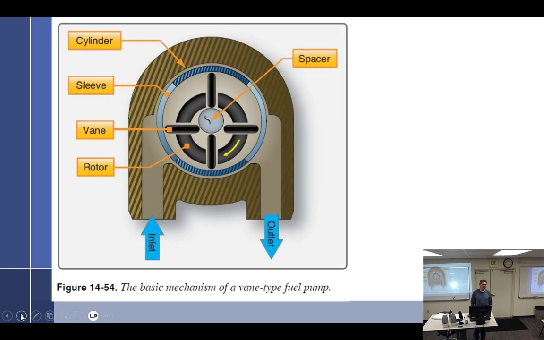All right, this is a simple version of a vane type pump. Now this could actually be a fuel pump or it could be a vacuum pump. Vacuum pumps work the exact same way. In fact, when I look at it, it's the basic mechanism of a vane type pump. It says fuel pump, so I guess it's fuel. So, all right, we have the inlet and the outlet. Always got to get kind of oriented here.